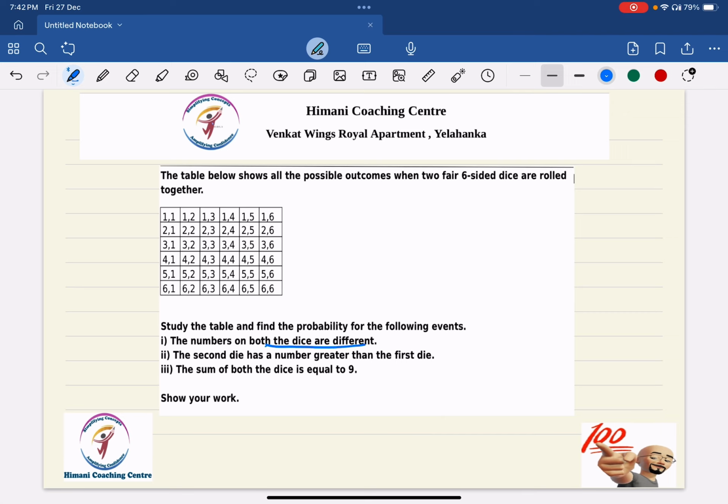Okay. See, when numbers on both the dice are different, what is the possibility? One number is 1, other is 2. One number is 1, other is 3. So all such cases like 2, 1, 2, 3, all this. If you look at the table, you will find there are 6 cases where the numbers are not different. Okay, so let us find probability of same number on both the dice. So that would be 6 by 36, which is 1 by 6.